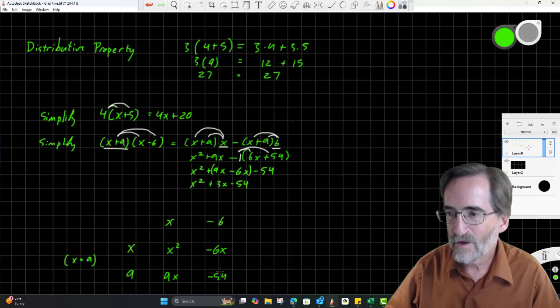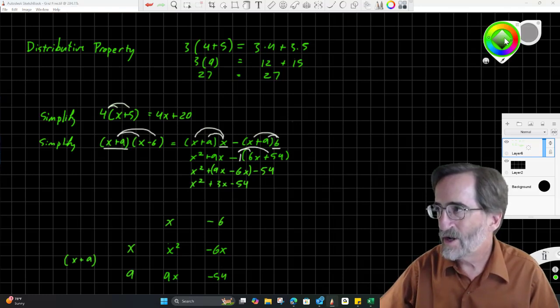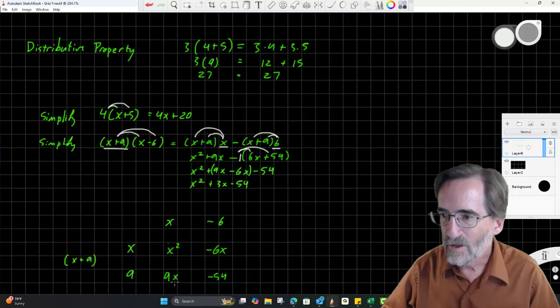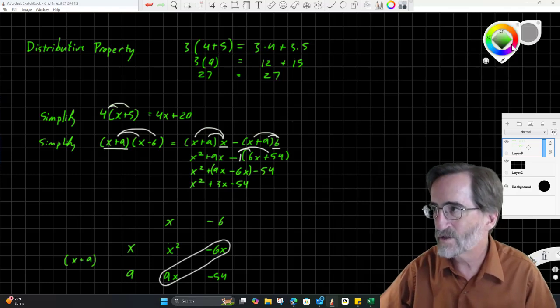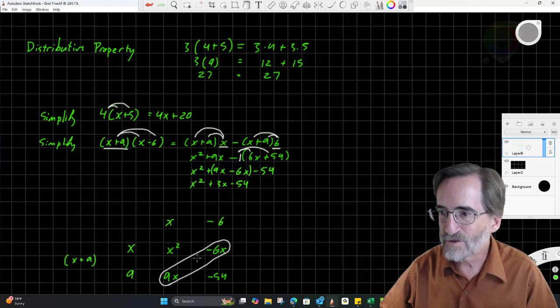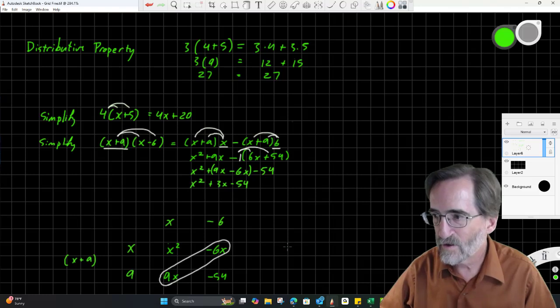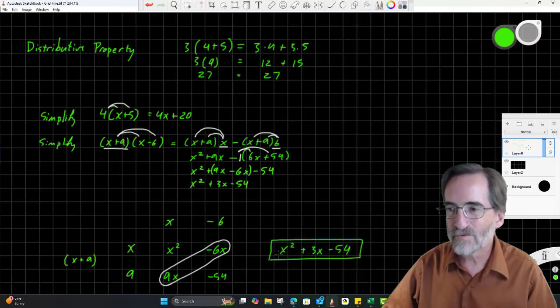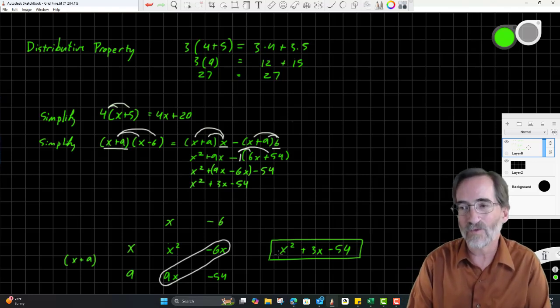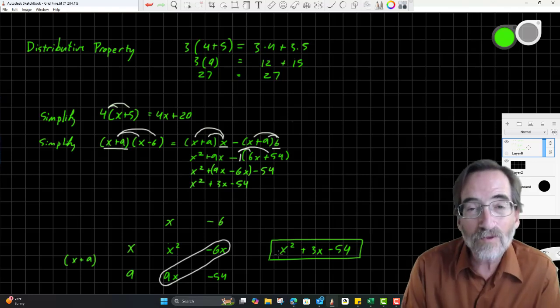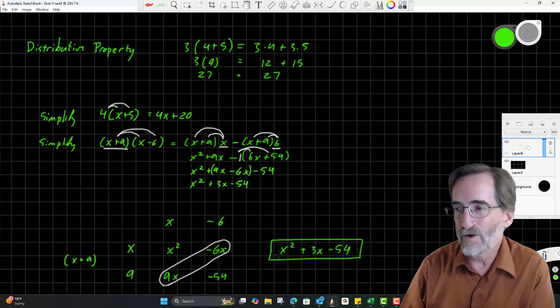And then I'm going to combine the upward diagonal. The 9x and negative 6x combine to positive 3x. And so my answer here is x squared plus 3x minus 54. And you'll hopefully see that it's not too bad to follow that technique. There are others, but I will stick with this one for now.